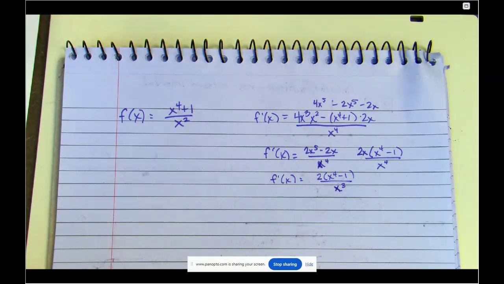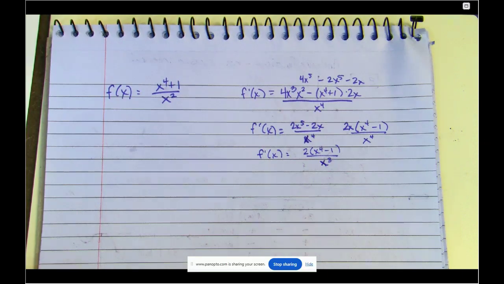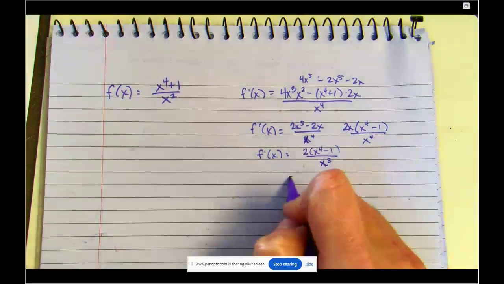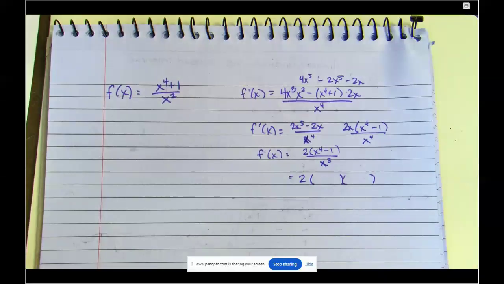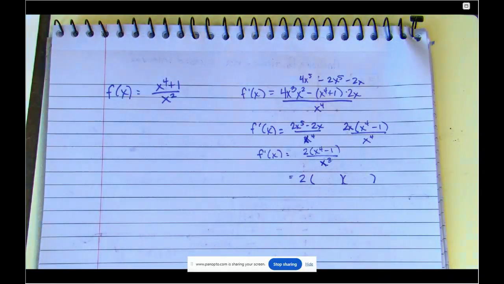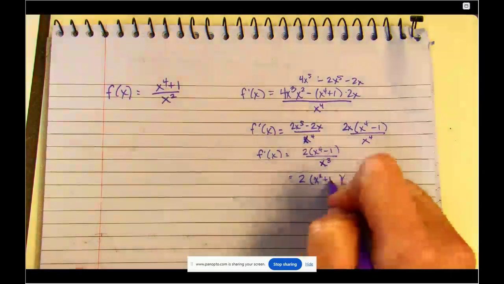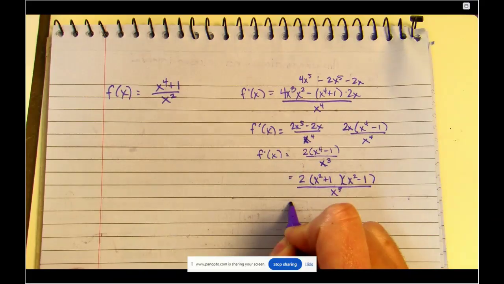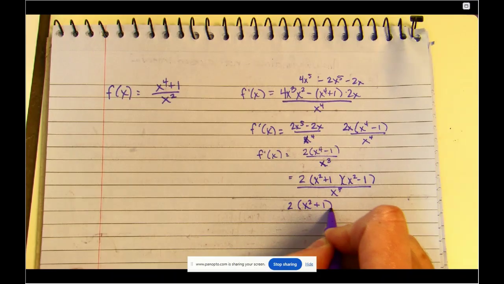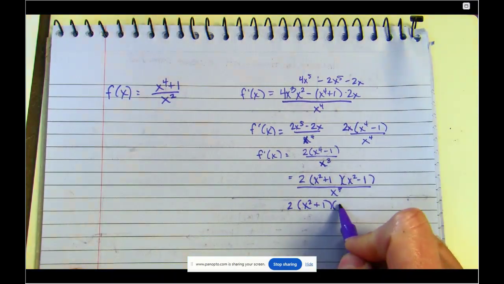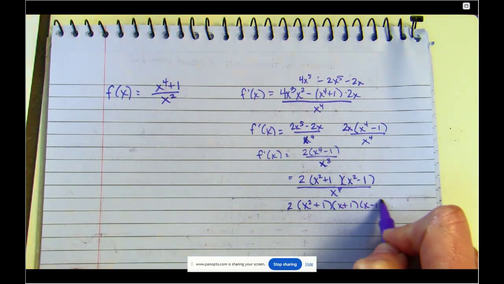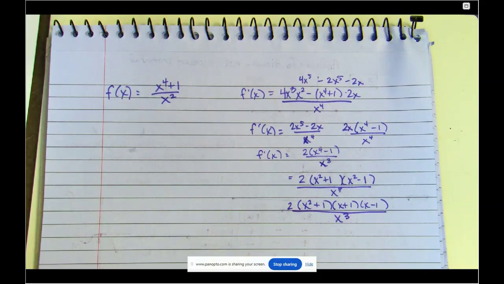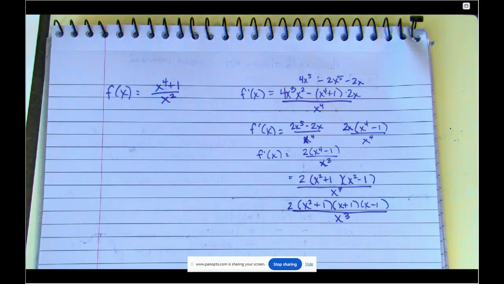You guys follow? Now, that x to the 4th minus 1 factors. That's a difference of squares. Is it x squared minus 1 times x squared plus 1? Yep, and x squared minus 1 is also a difference of squares. What's this guy factor to? x plus 1, x minus 1, over x to the 3rd. Is that x squared plus 1 something we can factor? No, because it's not a difference. Positive is positive.